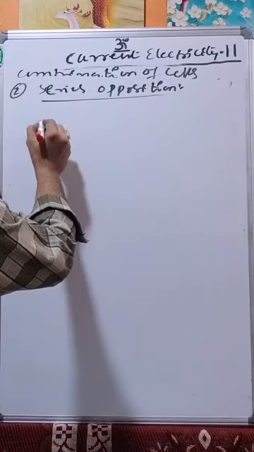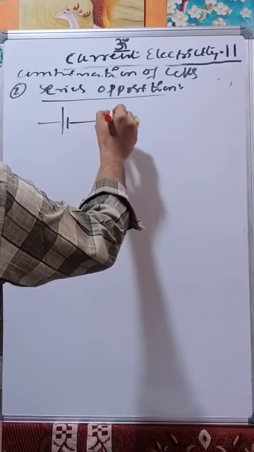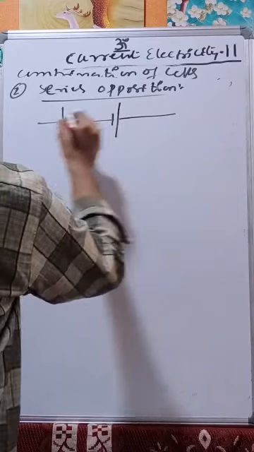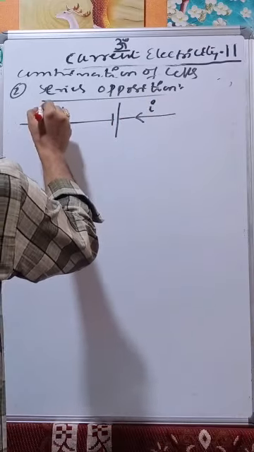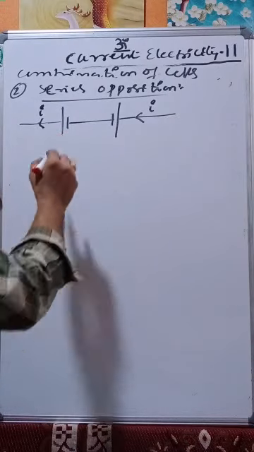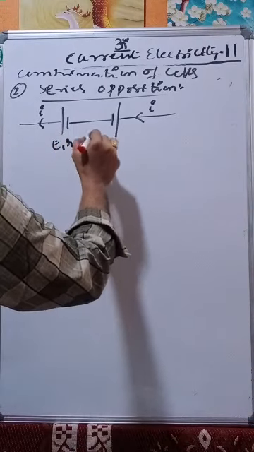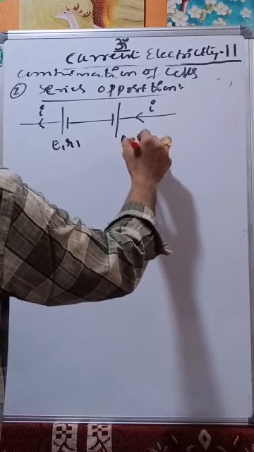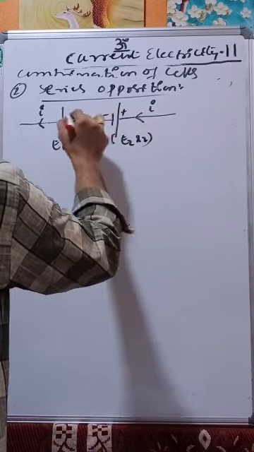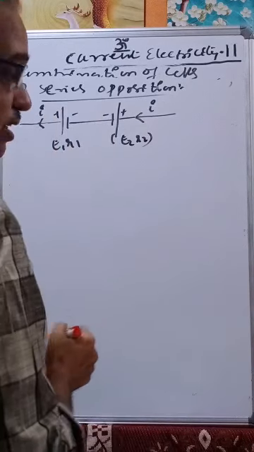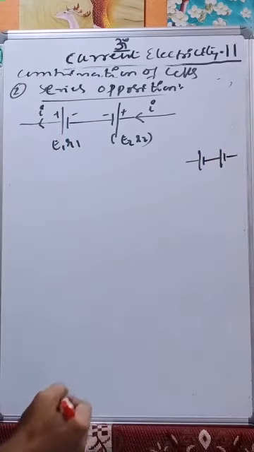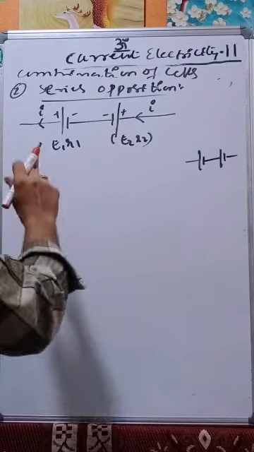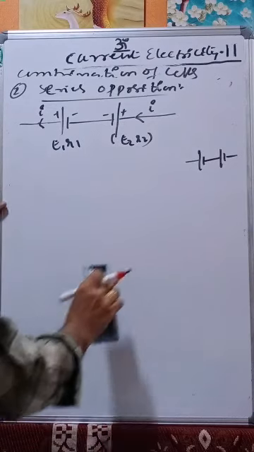Now cells are like this. One cell like this, another cell is like this. Current I is flowing like this. This is E1 R1, this is E2 R2. Minus plus, plus minus. Previously we have taken like this, now we are taking like this. In this case we are taking series opposition.